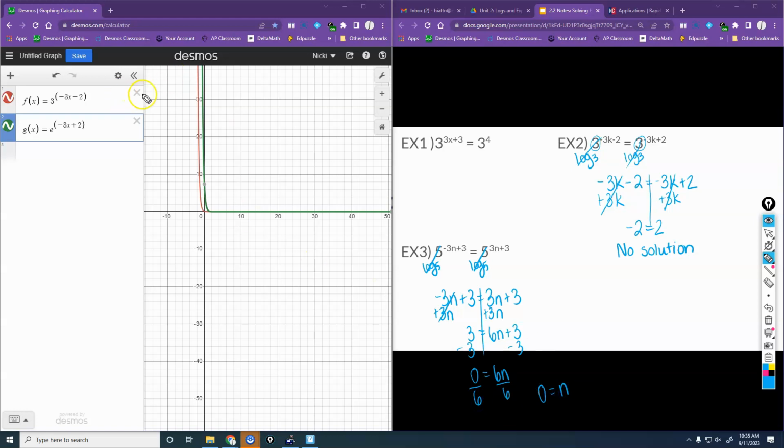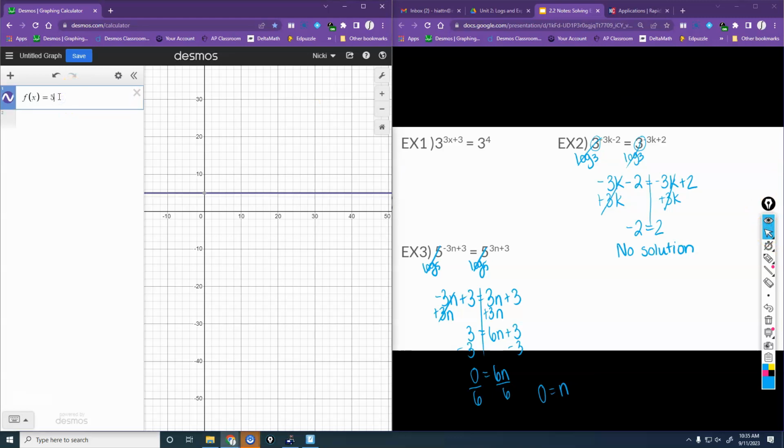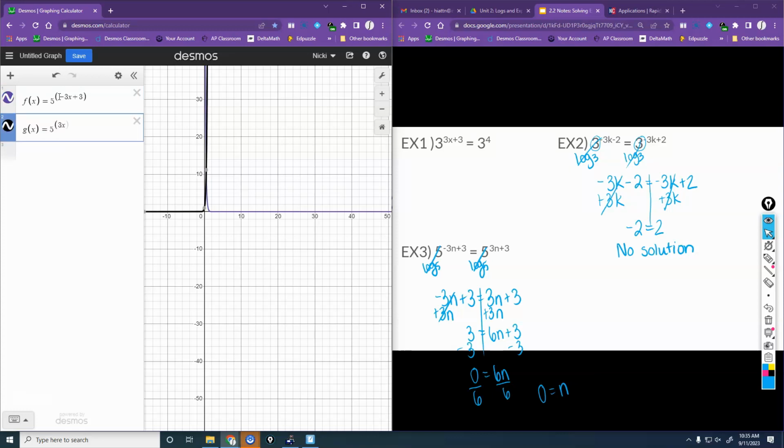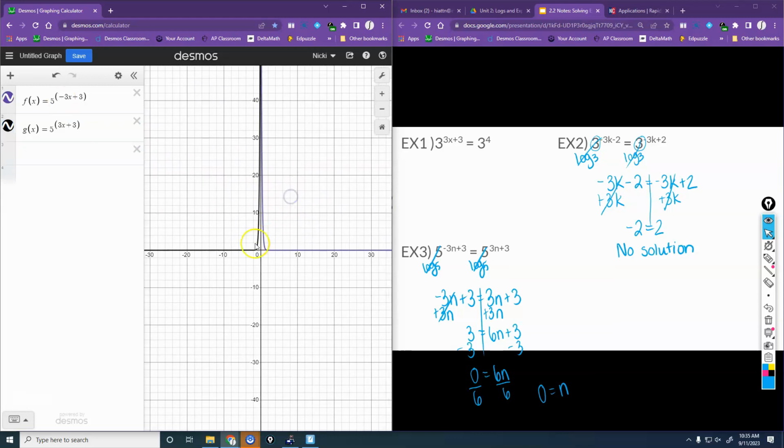All right. If we graph to check over here, if I do f of x equals 5 to the negative 3x plus 3, and g of x equals 5 to the 3x plus 3. I can see those, hold on.